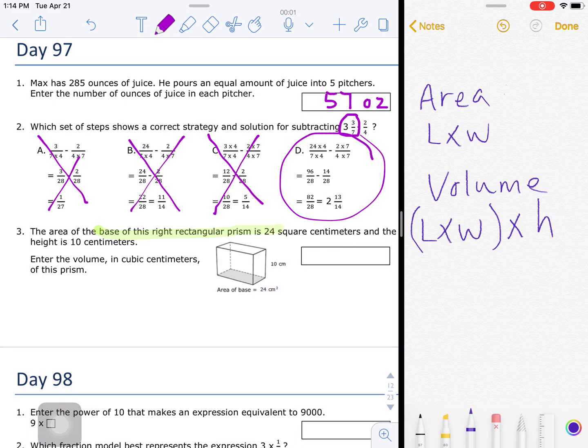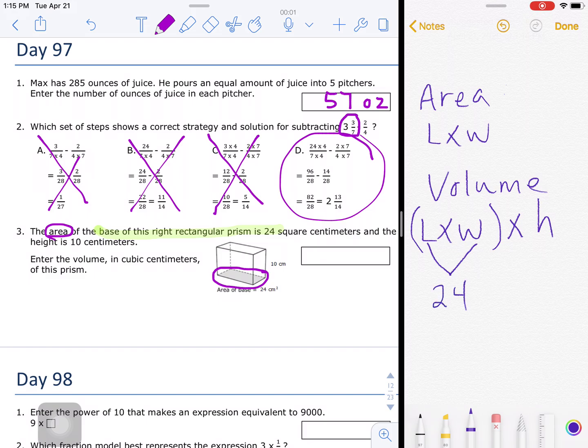So a couple things here. I want to point out the area of the base. So if we look at the base, that's this shaded part right here. And it is telling us that it's an area. So we have already been given 2 of the dimensions. Now we don't know exactly what those dimensions are. In other words, we know that the area, whatever the length and width are, is equal to 24.